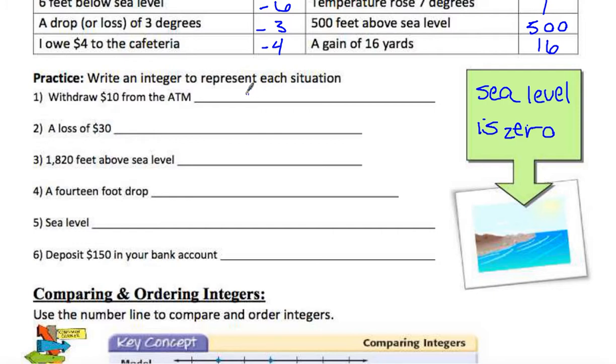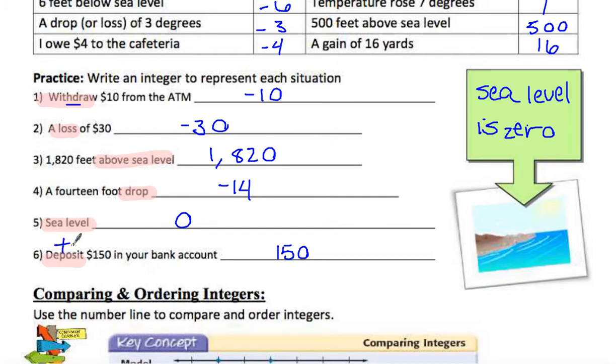So withdrawal would be negative 10. A loss of 30 would be negative 30. Above sea level would just be 1,820. A 14-foot drop would be negative 14. Sea level is 0. And a deposit is positive 150. And if you want to go back, you can highlight those key words: withdrawal, loss, above sea level, drop, sea level, and then deposit. Withdraw is a negative word, and a lot of people will forget that one, whereas deposit is a positive word.